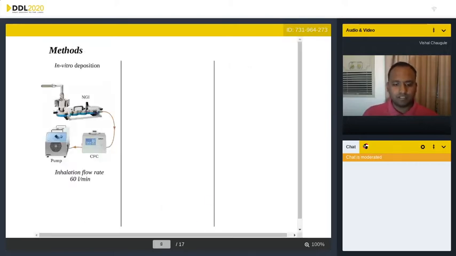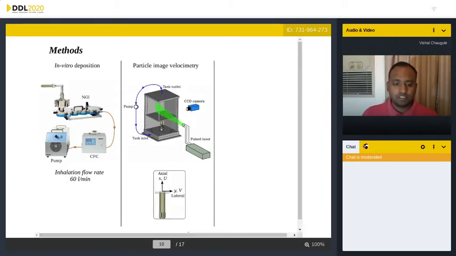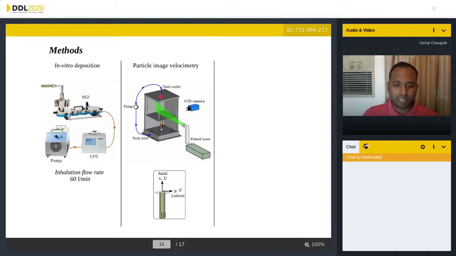The first one is, of course, in vitro deposition, where we used an NGI cascade impactor with an inhalation flow rate of 60 liters per minute maintained through the device. This is the PIV setup where we have the scaled-up DPI model placed at the bottom of a tank, which has a closed-loop water flow system. PIV measurements were taken in a longitudinal plane outside of the DPI mouthpiece exit using a pulsed laser sheet and a CCD camera, which were both in sync.